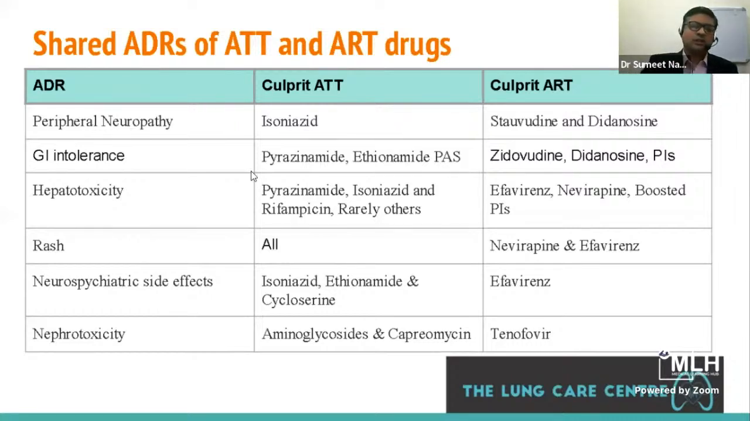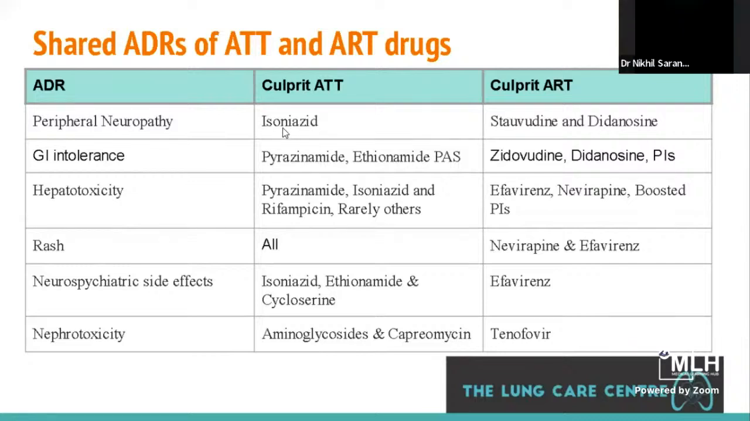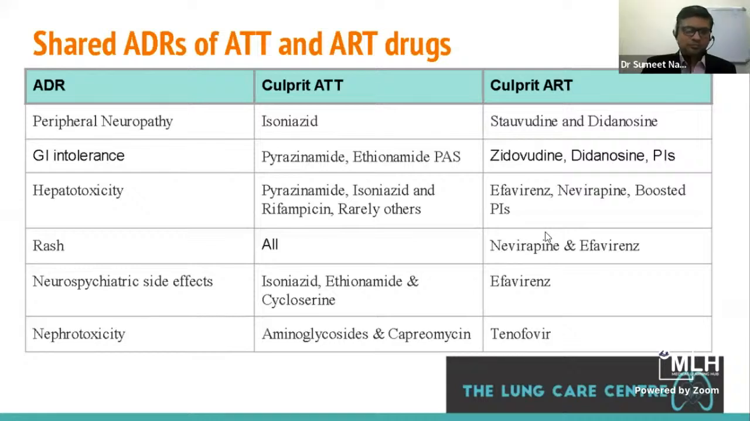We can see here side effects like peripheral neuropathy, GI intolerance, hepatotoxicity, rash, neuropsychiatric side effects, and even nephrotoxicity. They are caused by both some of the antituberculous drugs and some of the antiretroviral drugs. So if any TB-HIV patient is having any of these side effects, one should be very careful and carefully rule out whether the culprit is an antituberculous drug or an antiretroviral drug.